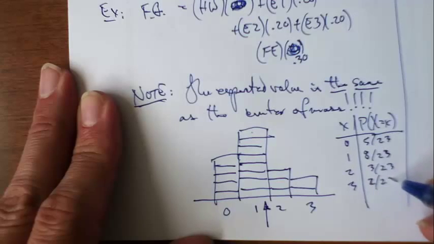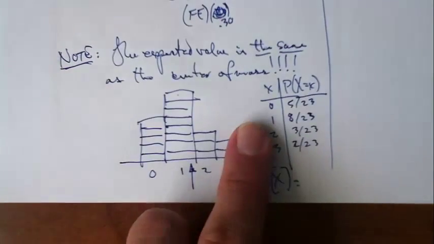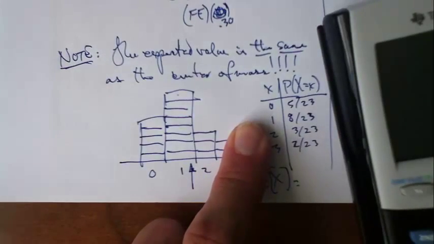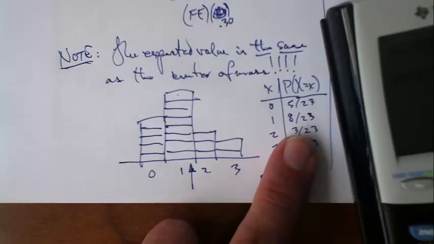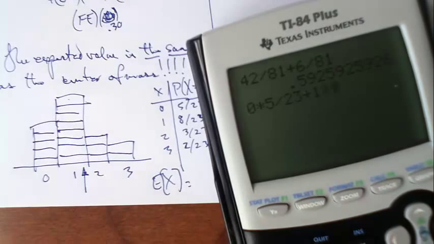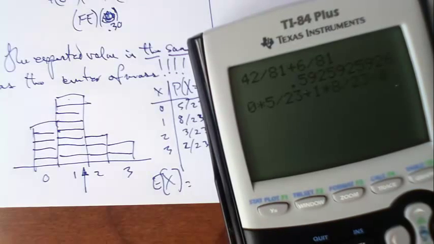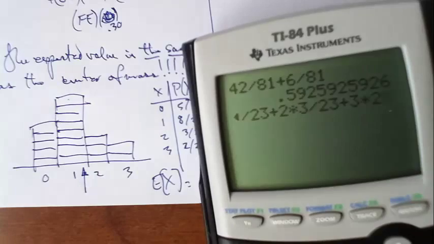So what's the expected value of X in this case? Well, it's going to be 0 times 5 out of 23, which is 0, plus 1 times 8 out of 23, plus 2 times 3 out of 23, plus 3 times 2 out of 23. Okay?